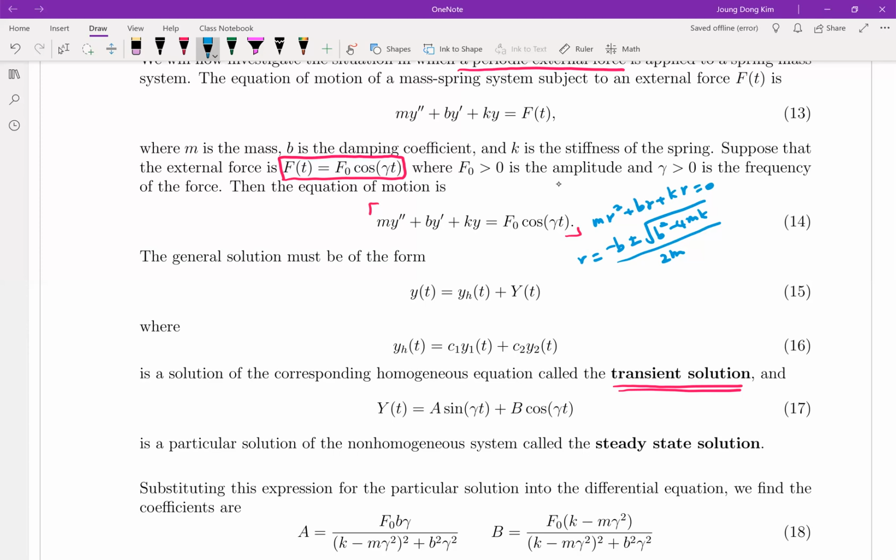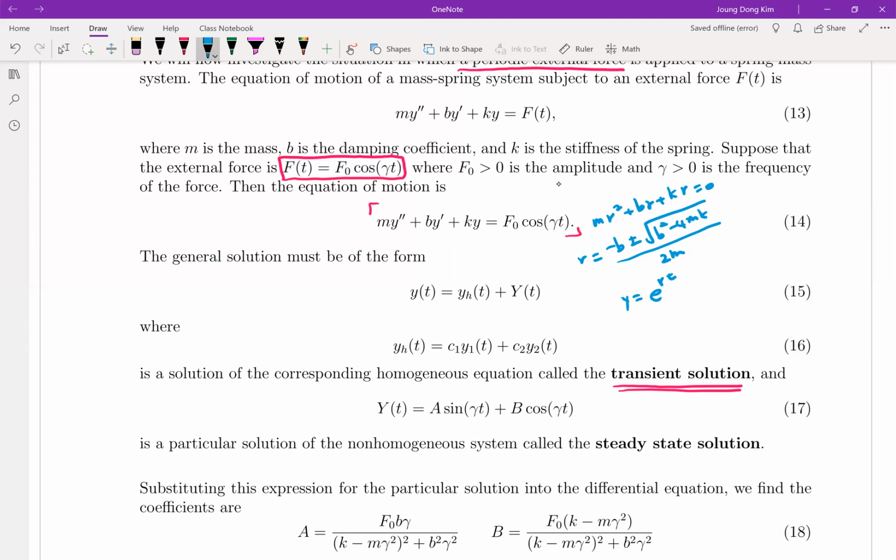So this r will be in the exponential function form, and your solution will be of the form e to the rt. Since r is negative, the exponent of the exponential function is negative, so as t increases, this part goes to 0. So the solution of the corresponding homogeneous equation goes to 0. That's why we can say it is the transient solution, which means it will be gone. So finally, as t increases, the part you will have left is the particular solution part. Does that make sense?